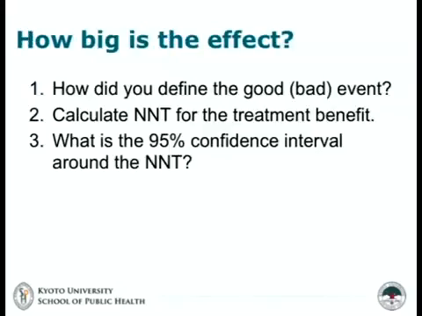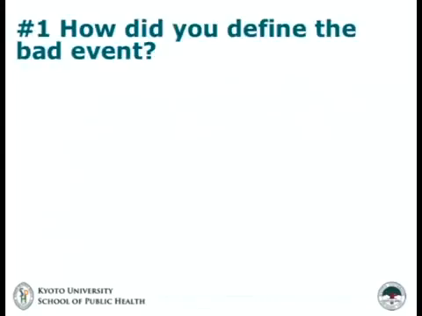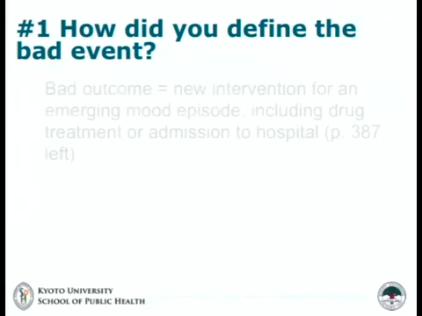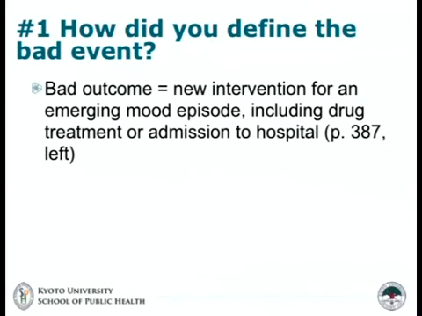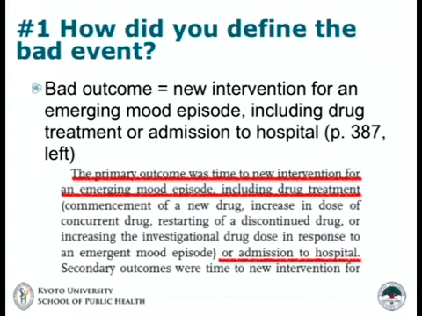How can we then know and express the size of the treatment effect itself? There are 3 steps to follow for quantifying the treatment effect. First, how did you define the bad or good event that you are interested in? In the balance study, the bad outcome was defined as new intervention for an emerging mood episode, including drug treatment or admission to hospital.